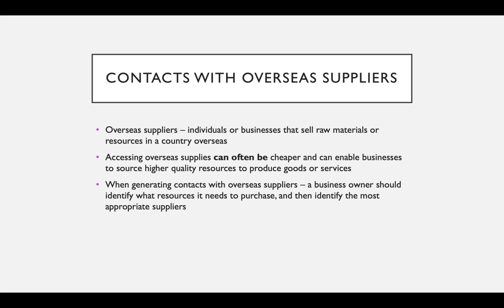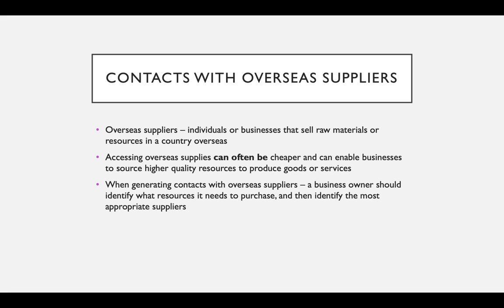Now, this is something we do look at in Year 12, and it is something that the Year 12s did make errors with. So if you are asked to define, you must say individuals or businesses that sell raw materials or resources in a country overseas. So often what happened was we saw definitions where it was pretty much just the supply definition, but it made no reference to overseas. You need to make sure that you are explicitly stating that.